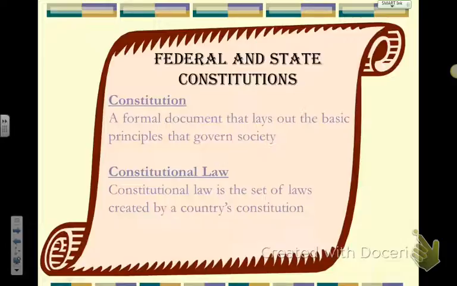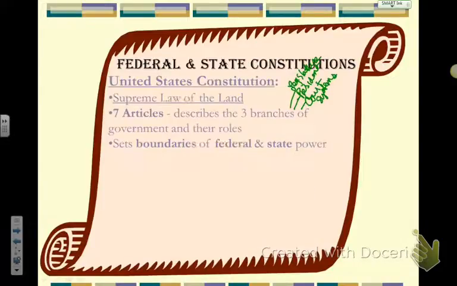Good? So our federal and state constitutions, we'll start with the U.S. Constitution. The United States Constitution is known as the supreme law of the land. There are no laws in this country that are allowed to be in violation of our U.S. Constitution. Our U.S. Constitution is made up of 7 articles.